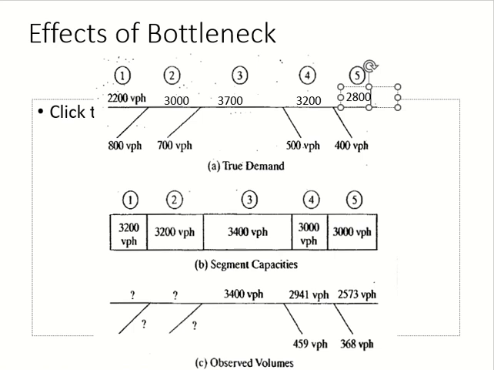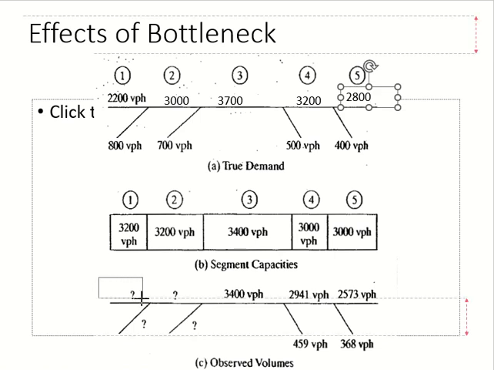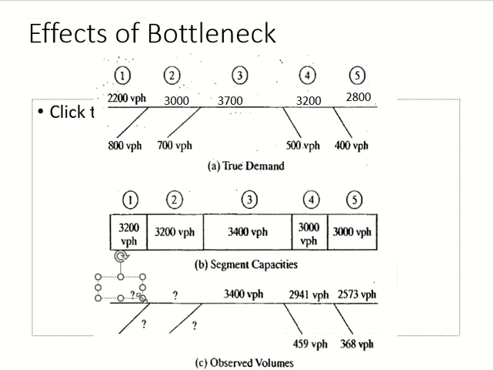Now look at the bottom figure. The bottom figure is supposed to provide you the volumes. So we have the demand, we have the capacity, now we need the volumes. Some of the volumes are given and some of them we will try to fill in. What about segment number 1? Very easy, right? Because it's given. So 2200, the demand from the first figure. Now segment number 2, we have the demand, we have the capacity. Tell me which number should I put here?